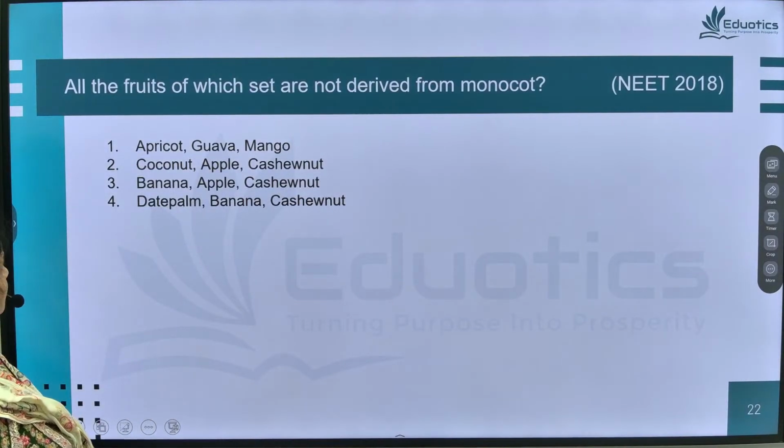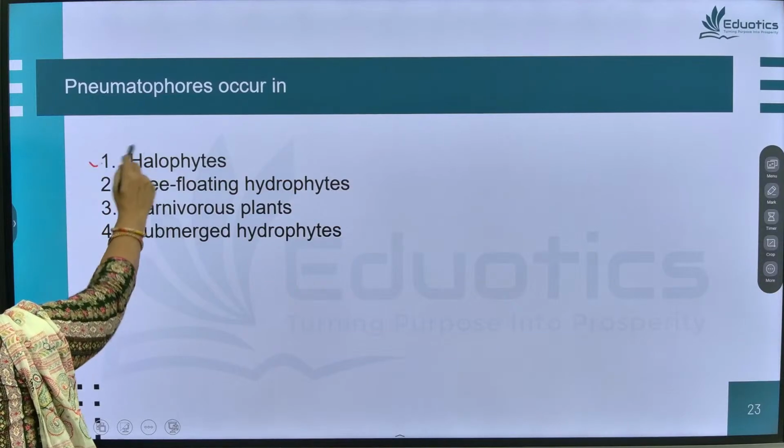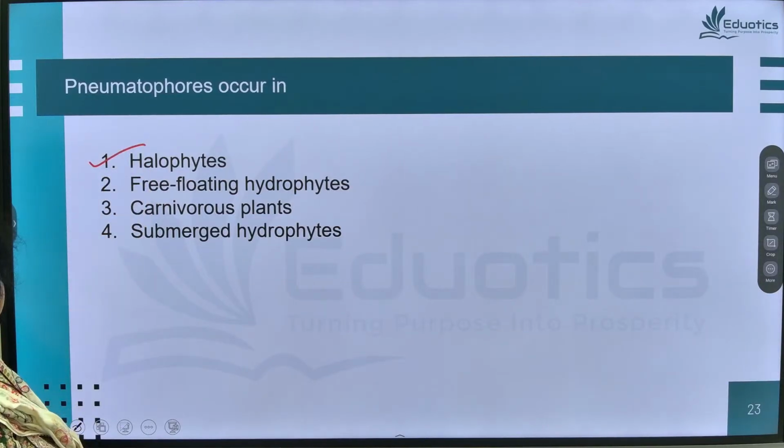All the fruits of which set are not derived from the monocot. Of course, all the fruits should be dicot over here. We know banana, apple and cashew nut is a dicot fruit. Pneumatophores occur in halophytes, salty areas, marshy areas.